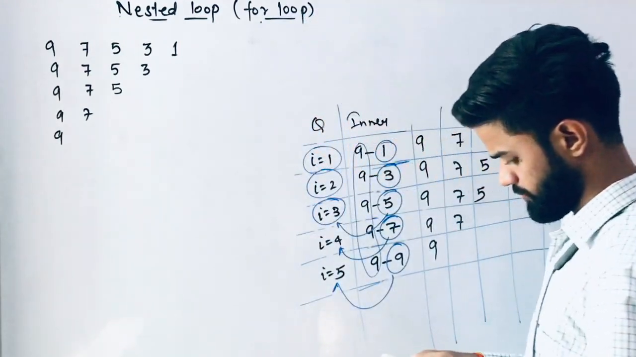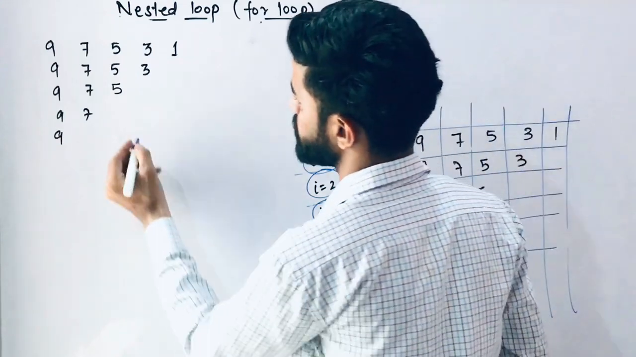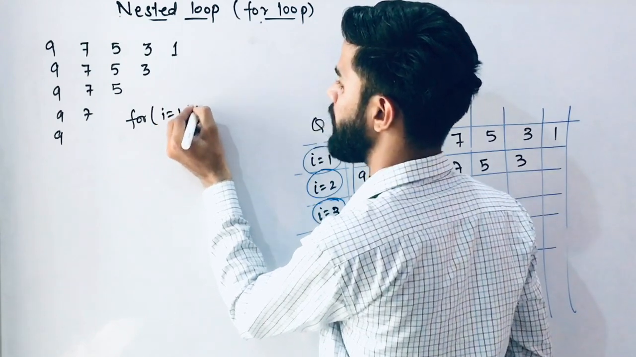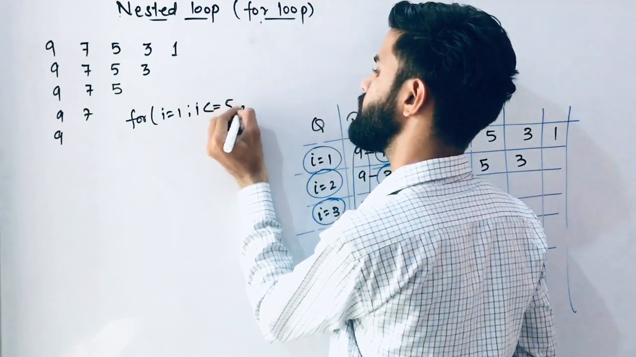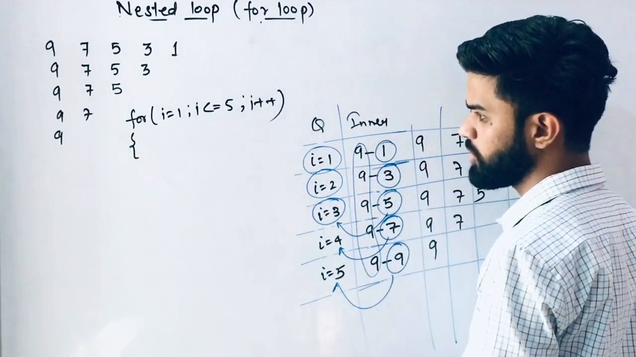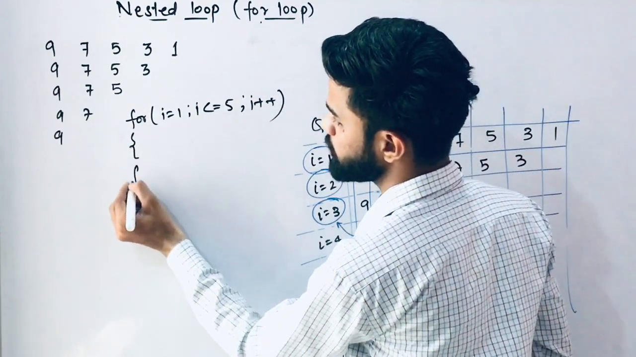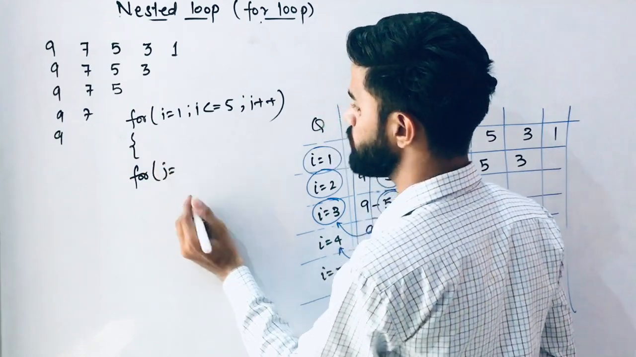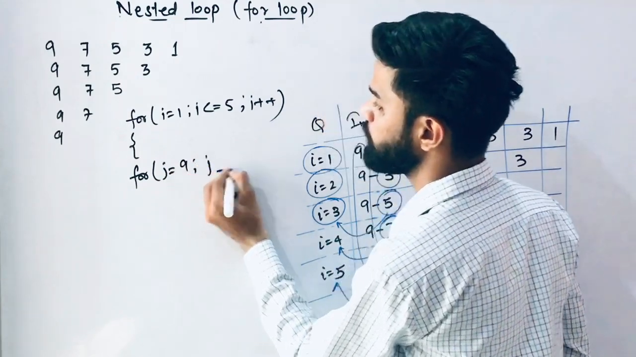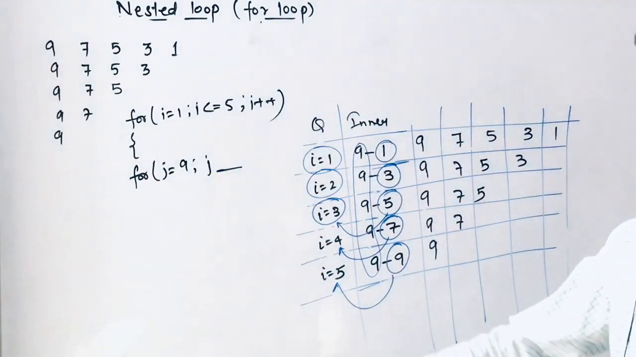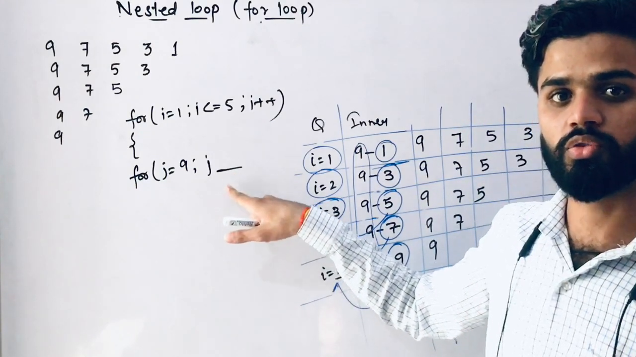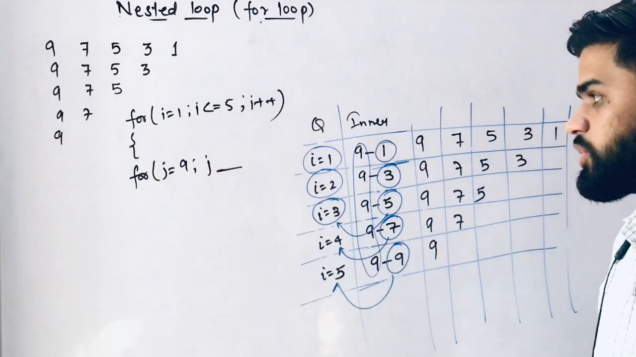If I am writing here, for I equals to 1, I is less than or equal to 5, and then I plus plus. This is responsible for the outer loop, which is the number of rows, and now we are going to print the inner one. So for j equals to, suppose it always starts from 9, so we can write 9 here, but we don't know what values or what type of conditions we can give here.